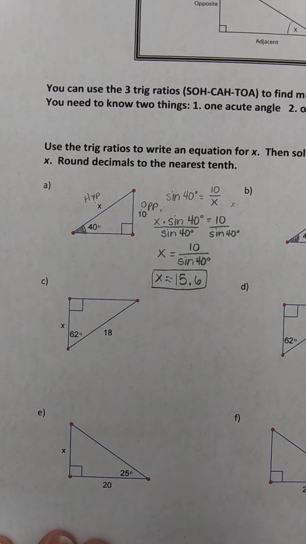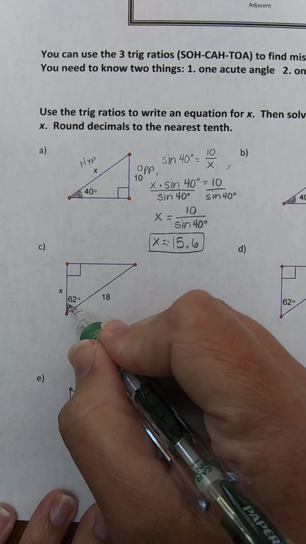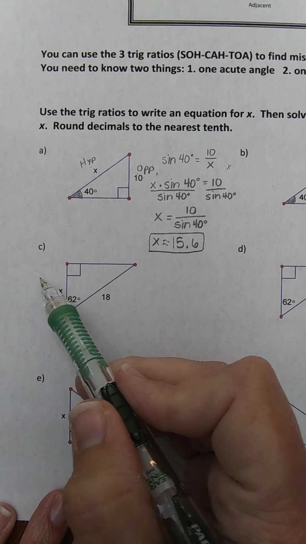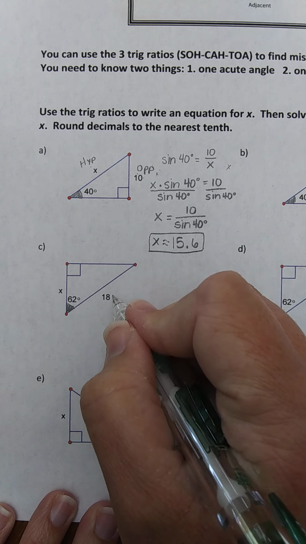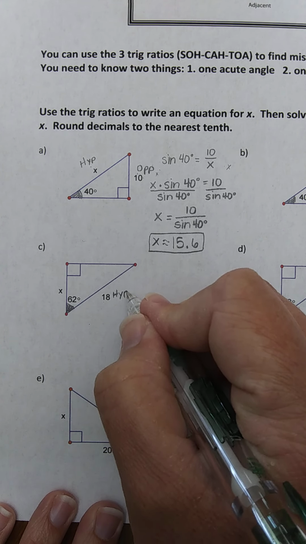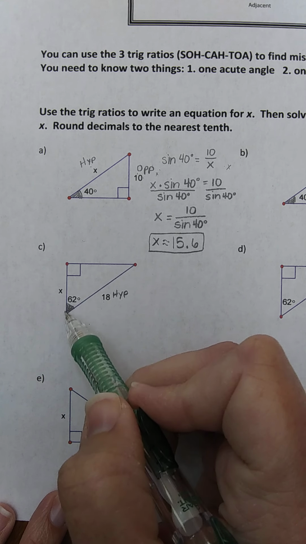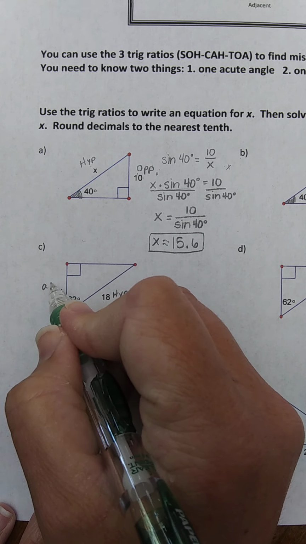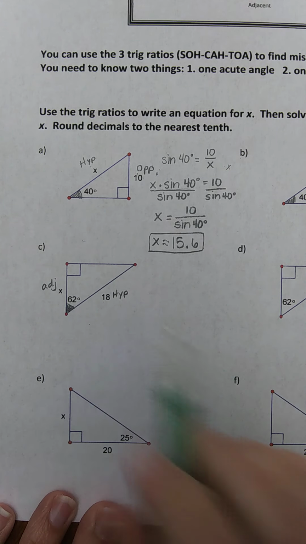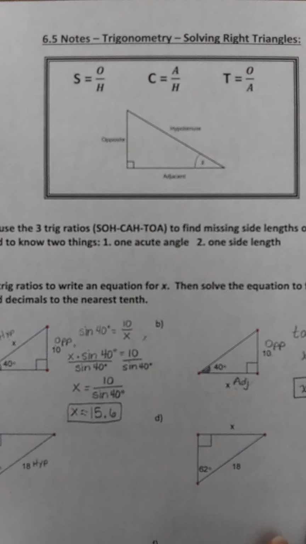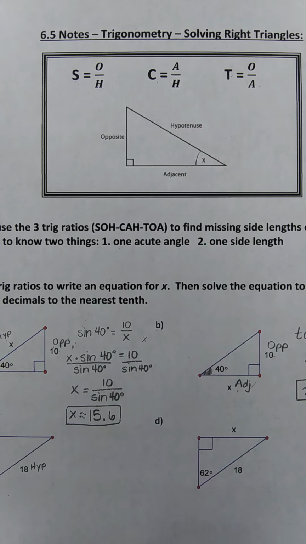Moving on to the next example. We have an angle measure right here of 62 degrees. We have an x and an 18. The 18 is on the hypotenuse, right across from the 90-degree angle. And then 62 is touching this side where x is, so that means this is the adjacent. So we need adjacent and hypotenuse. So looking back up here, adjacent and hypotenuse, that shows up right in the middle. So we need the cosine.